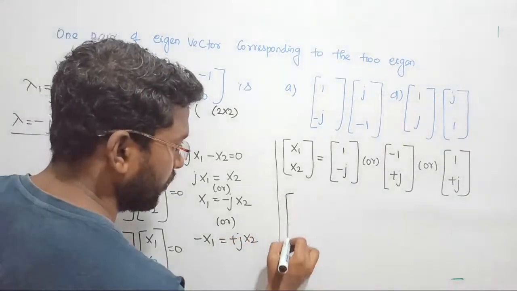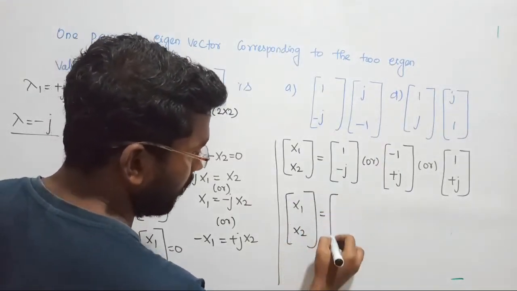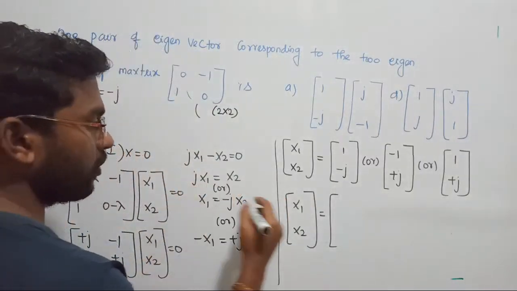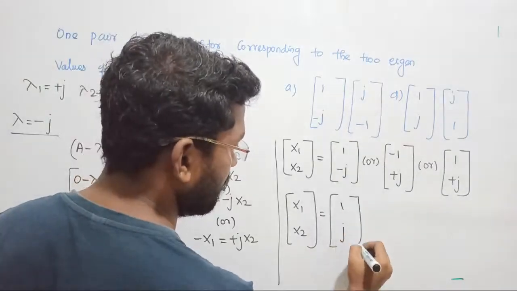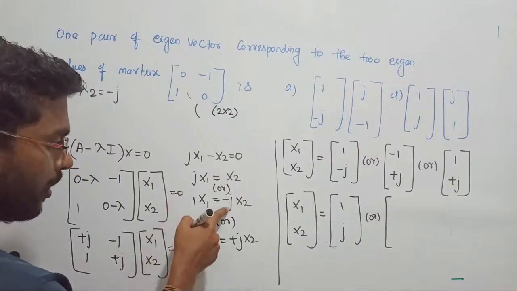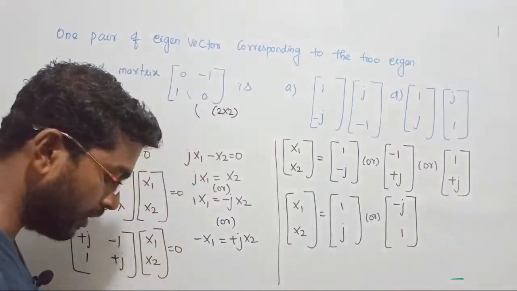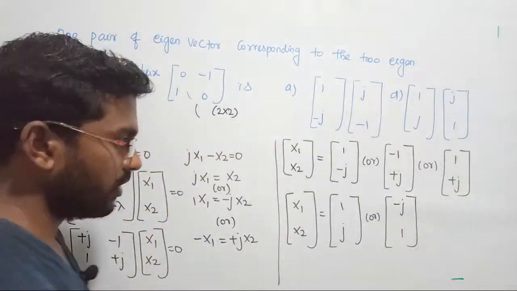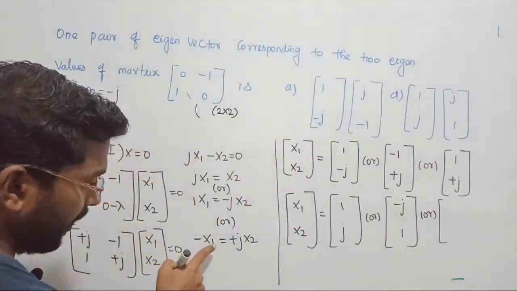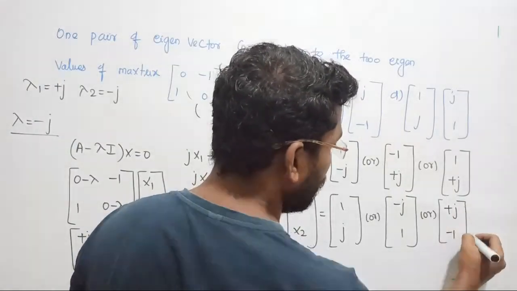Let me write the answer, right? So it can be written as x1, x2 equal to, first we got x1 equal to 1, x2 equal to j. So 1 j, that is correct. Or the second case, we can consider here I have 1, here I have minus j. So x1 equal to minus j, here it is plus 1. That is also correct. Please wait a minute. Yeah. Or we can consider x1 equal to plus j, x2 equal to minus 1.